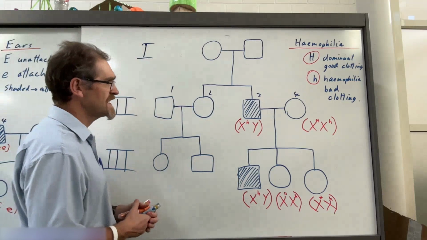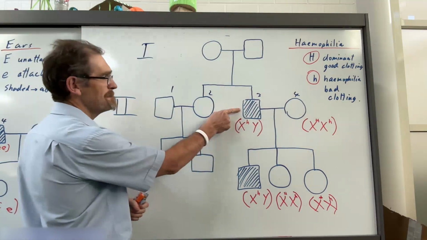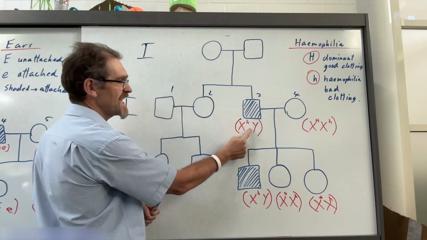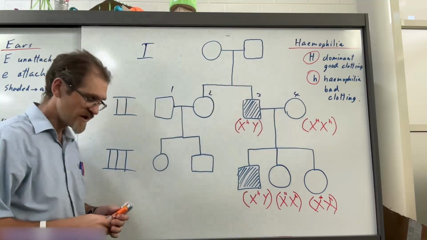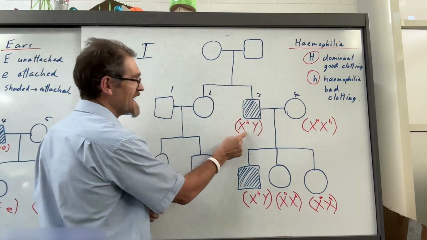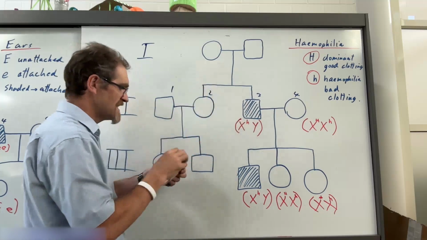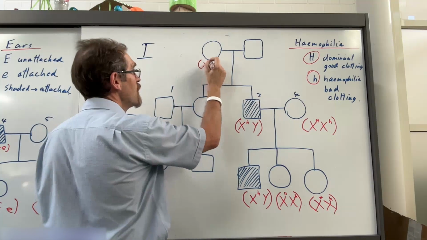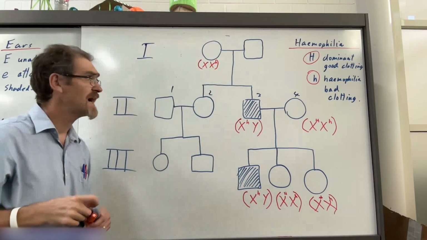Okay, what else can we get from this? We see here, this particular male, 2nd generation, individual 3, haemophiliac, got a Y chromosome from the dad. Got this X chromosome with the recessive h gene from the mother. So that tells us the mother, at the very least, has to have one X chromosome with the lowercase or the recessive allele.